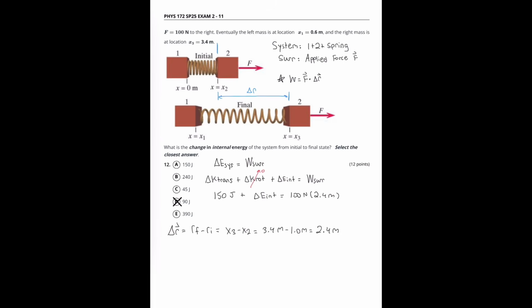So we have that the change in internal energy is equal to 240 joules minus our translational kinetic energy, 150 joules, and that will give us 90 joules. And this corresponds to an answer choice of D.